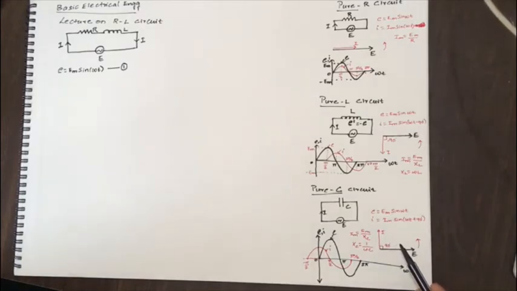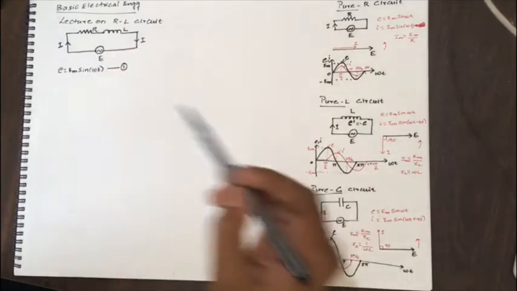But when the circuits are in their practical form, that is, it is neither pure L nor pure C, either it is RL or RC or RLC, the phase difference between the voltage and current will neither be 0 nor be 90 degrees. It will be between 0 and 90 degrees. Okay? And whether that phase difference is leading or lagging depends upon the nature of the circuit.